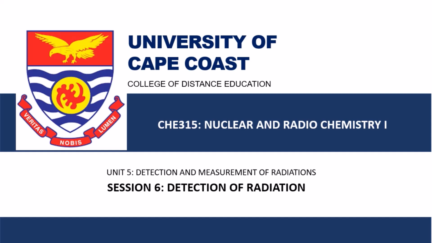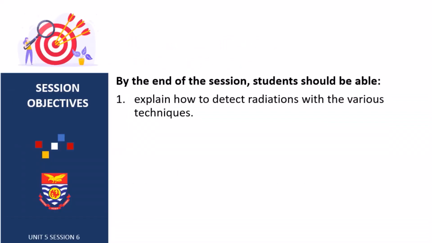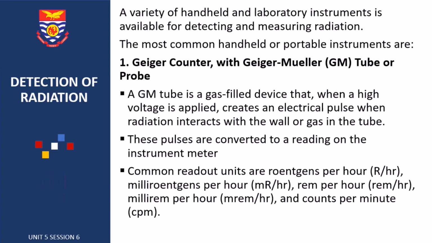Section 6 of Unit 5. This section would introduce you to the various principles of radiation detections. By the end of this session, you should be able to explain how to detect radiations with the various techniques. Let us look at how to detect radiations.